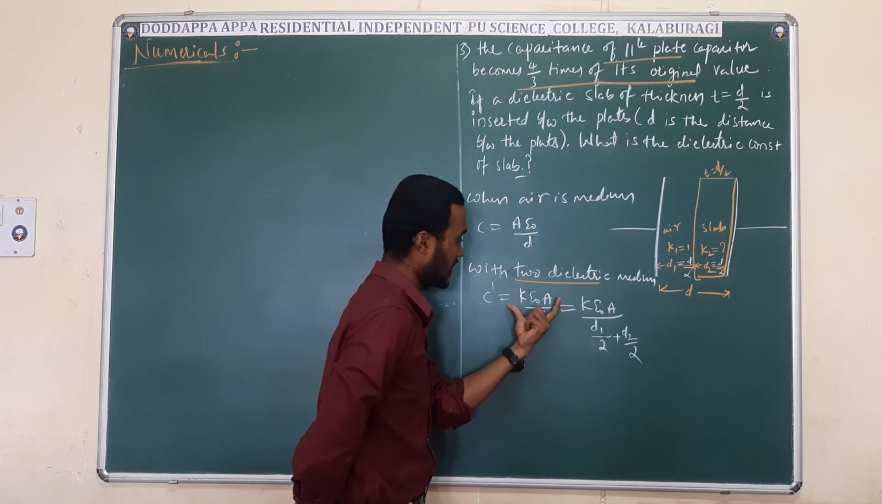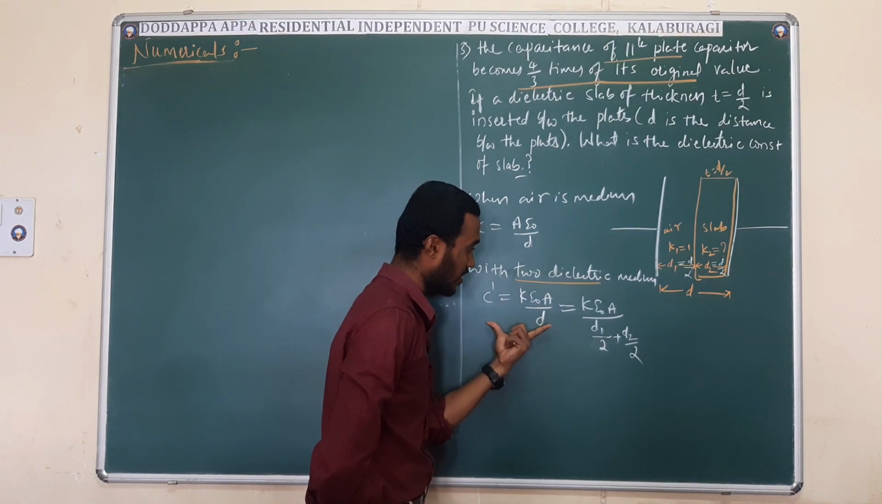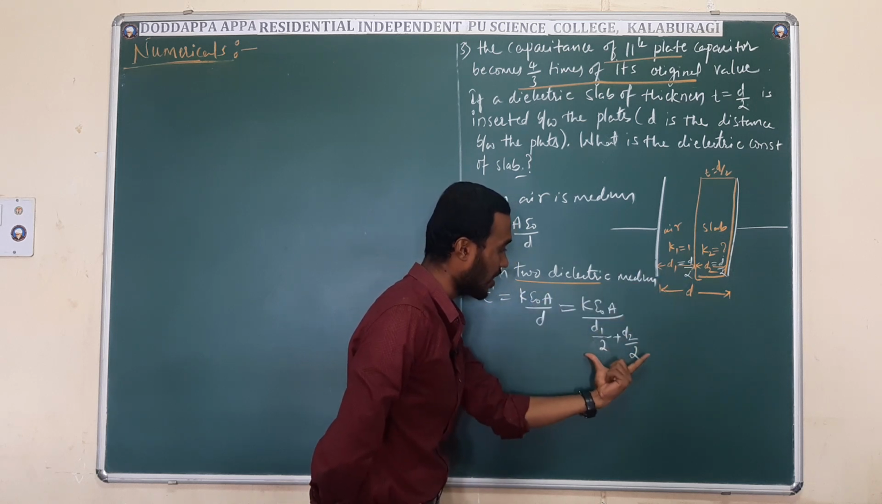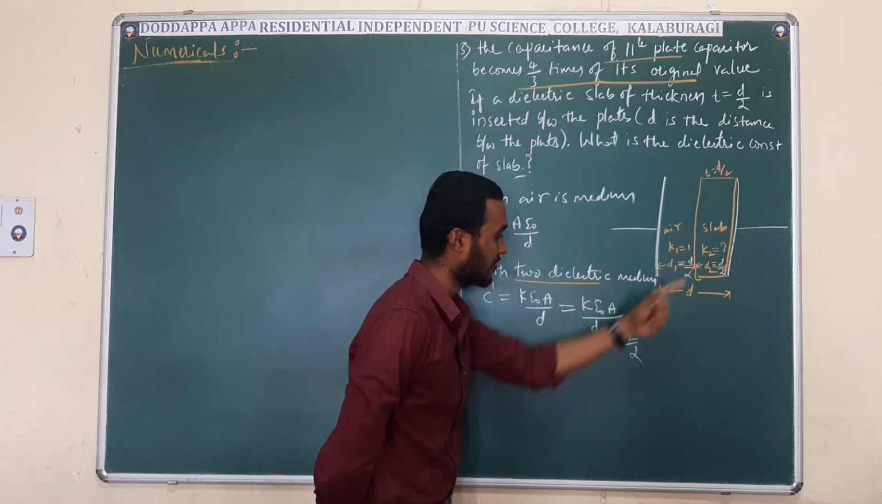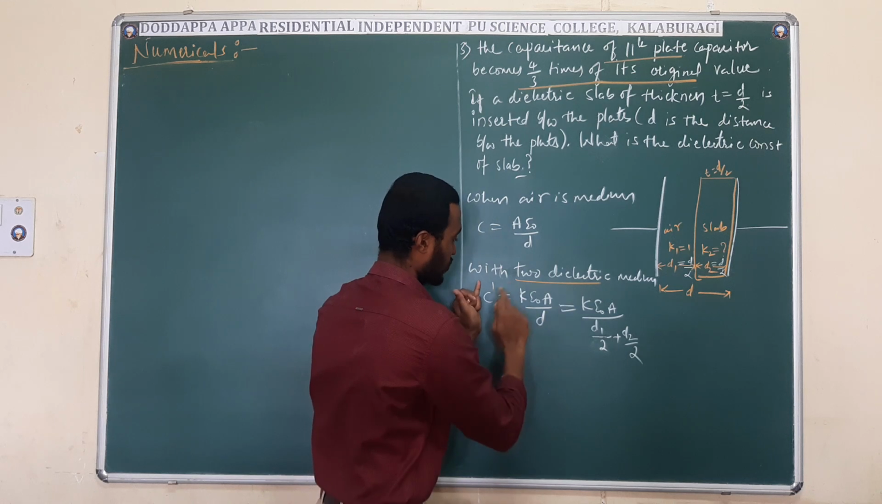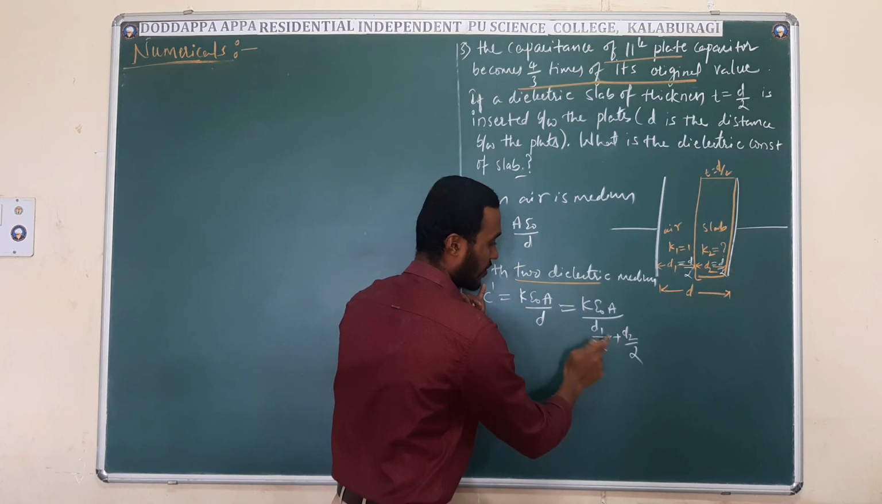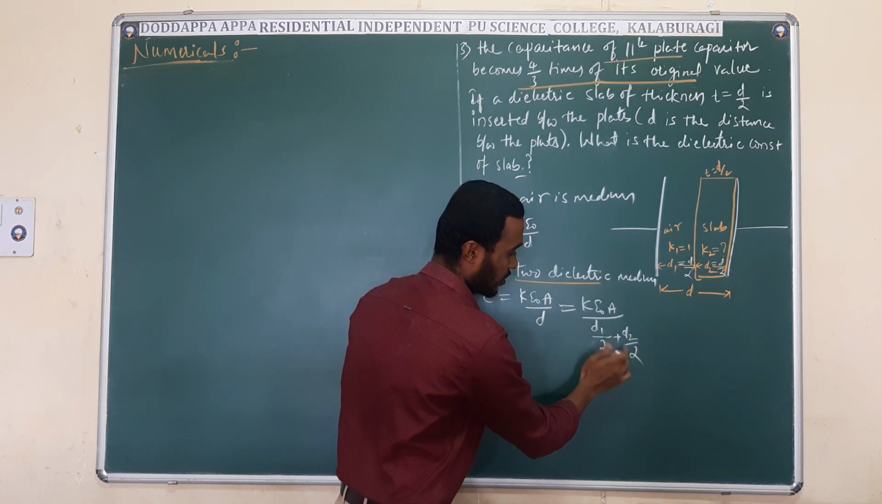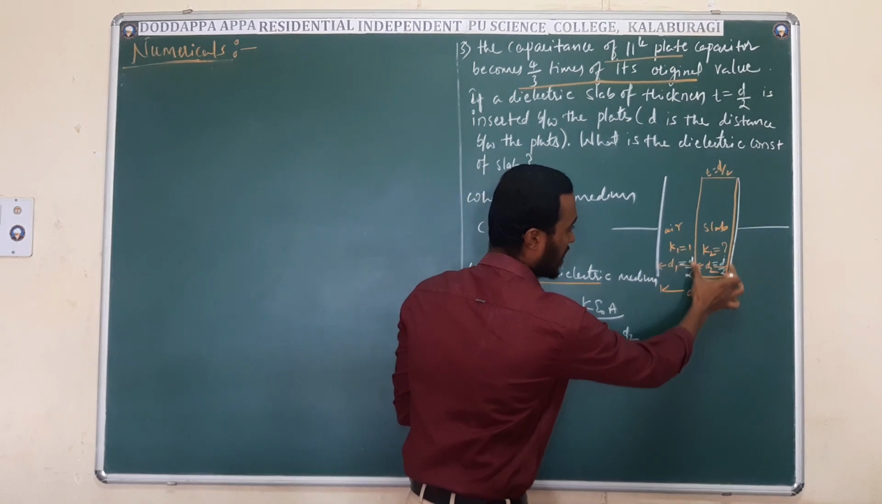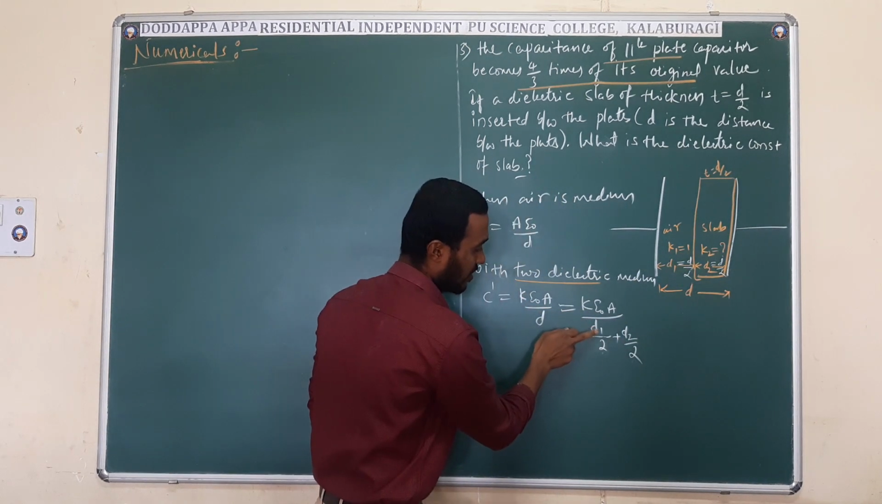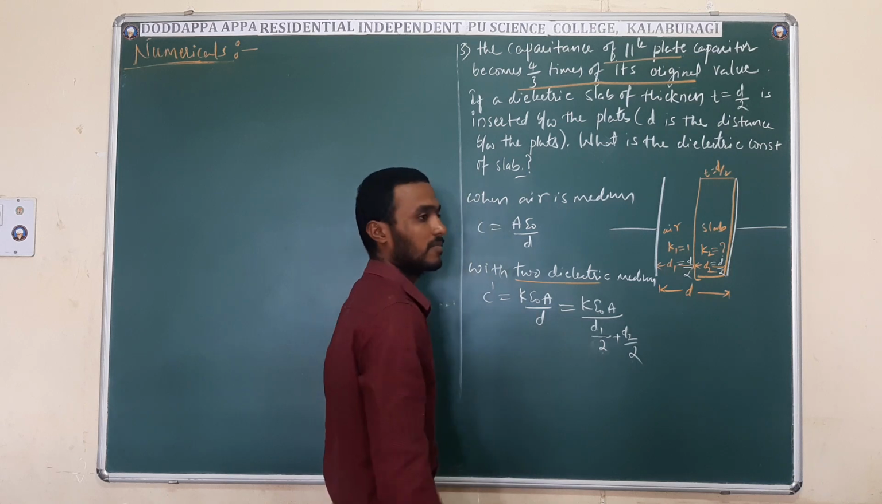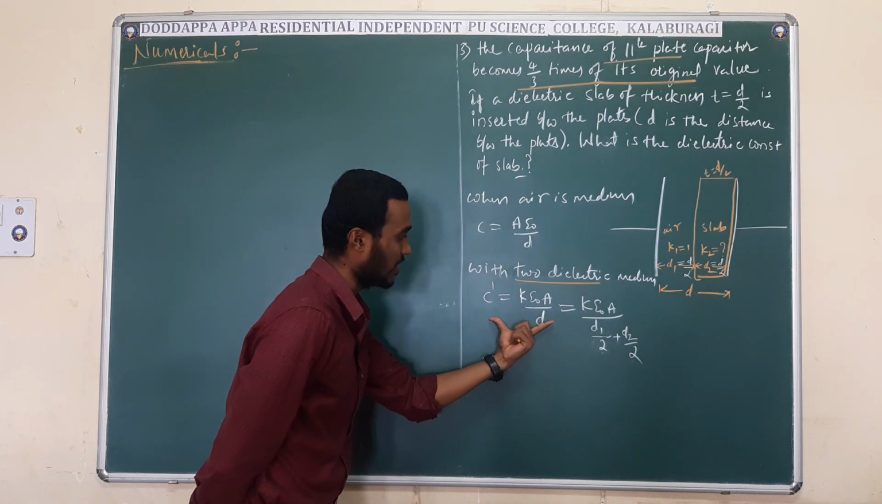Formula it is. This is the general formula we have written here. As per the figure, this is the general formula: C dash is equal to K epsilon A divided by D1 by 2 plus D2 by 2. Two mediums we have here, so the distance is D by 2. This is the general one.